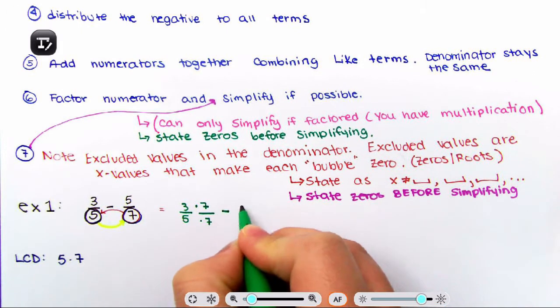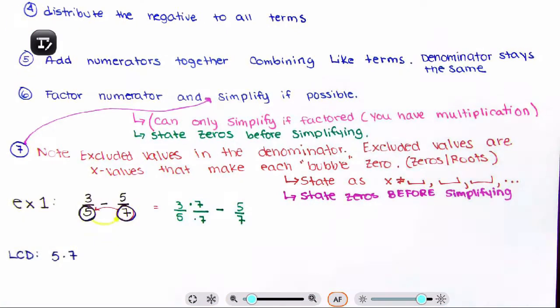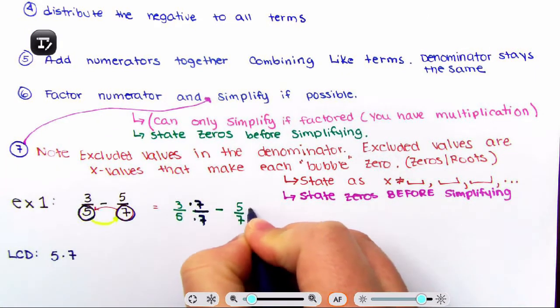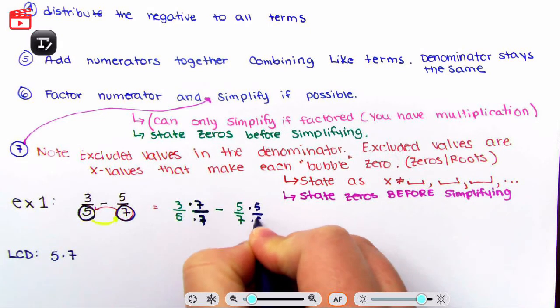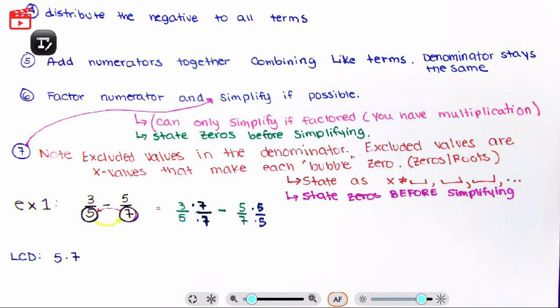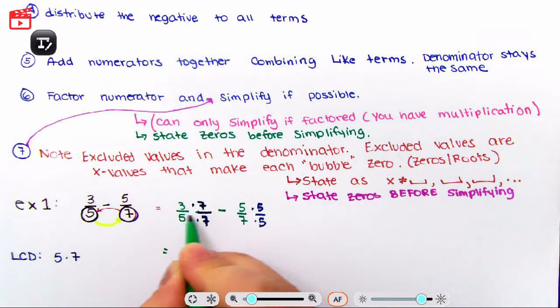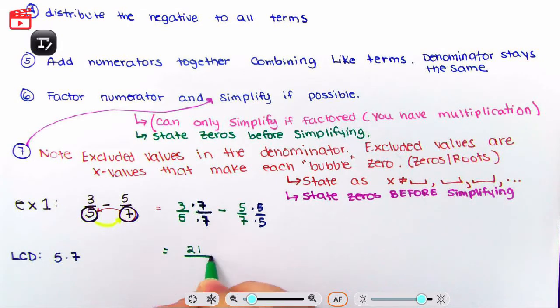Minus, and once again, here's my 5/7. What is missing from that denominator? I'm going to just write this in a darker color. From that denominator, 5 is missing. So now we're going to keep the denominator in factored form. So I have 3 times 7, which is 21. I'm going to keep the denominator in factored form, minus 5 times 5 is 25. Keep the denominator in factored form.